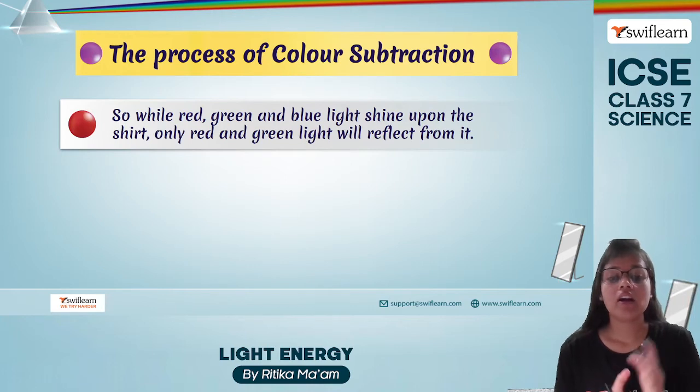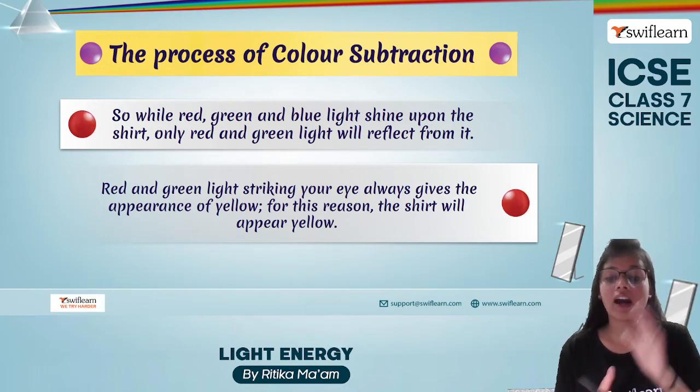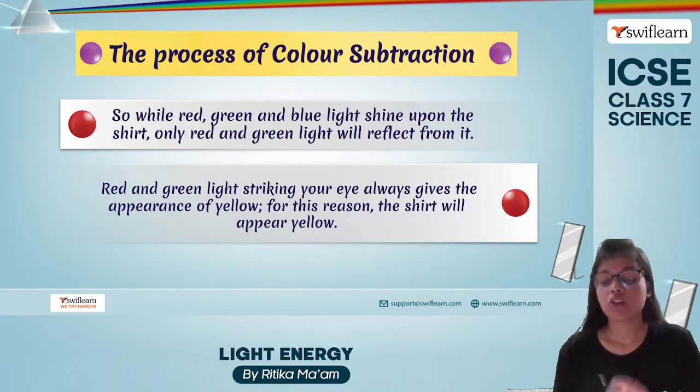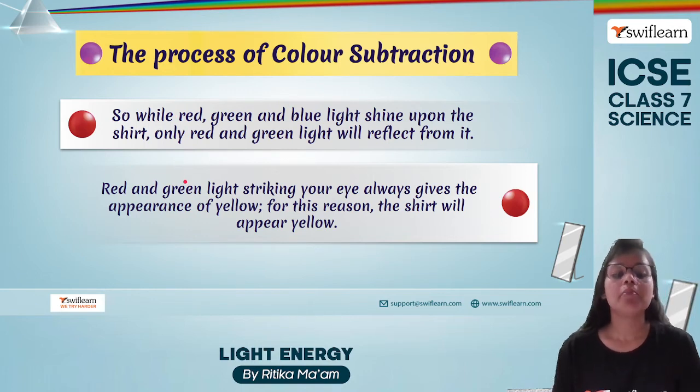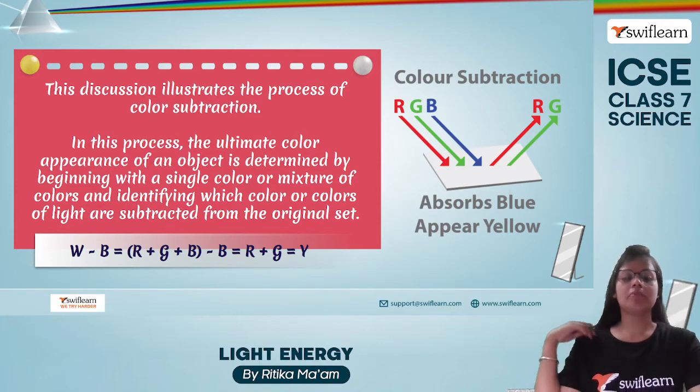So what is happening? Red, green and blue light shine upon the shirt, and only red and green light will be reflected from that particular shirt or object. And this red and green light which is reflected strikes our eyes, and gives us the appearance of yellow. So the color of the shirt will appear yellow. Why? Because this red and green light strikes our eyes, and that gives the appearance of yellow color. Now let us see the process of color subtraction.